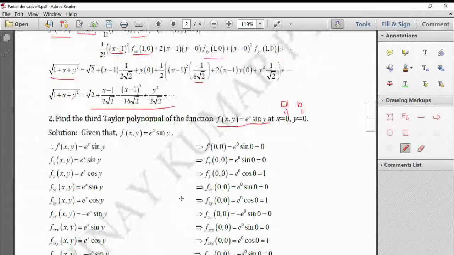Okay. Now, as usual, we start with f of a comma b. So here we need f of 0, comma 0. So what is your f of x y? e to the power of x into sine y. So we'll put x equal to 0 and y equal to 0. You'll get e to the power of 0 into sine 0. Sine 0 is 0. 0 and anything is 0. So we got 0.